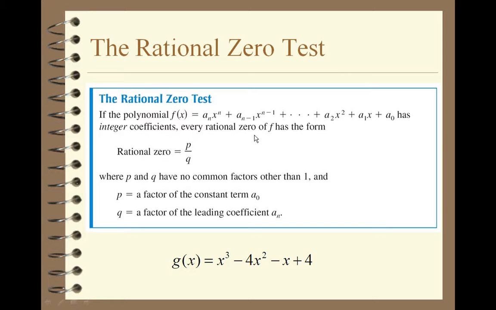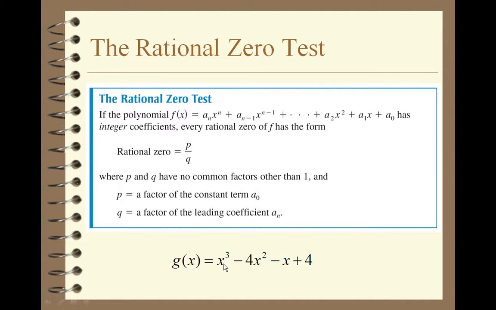Every rational zero of f has the form p over q, where p and q have no common factors other than 1, and p represents the factor of the constant term and q represents the factor of the leading coefficient. So these a sub zero here refers to the last number over here, and this a sub n refers to the leading coefficient here. So let's look at this.